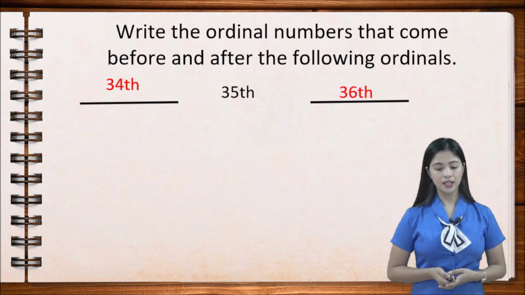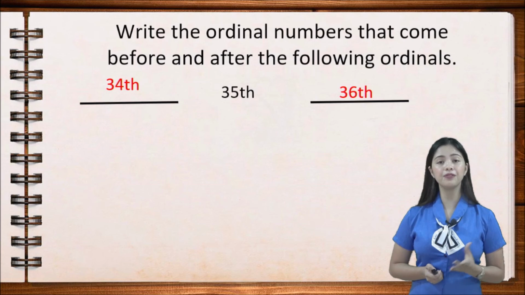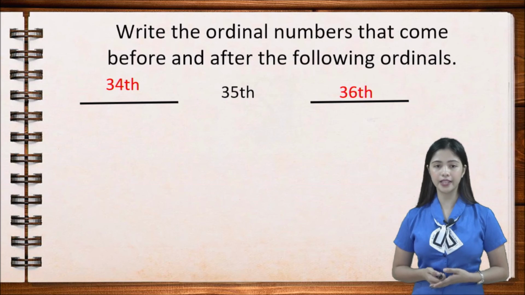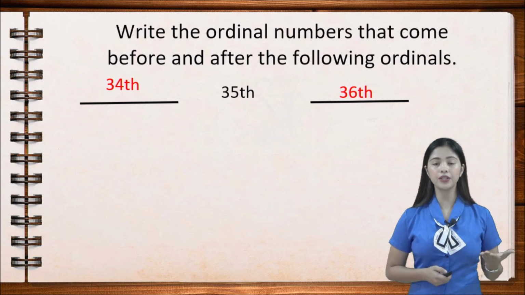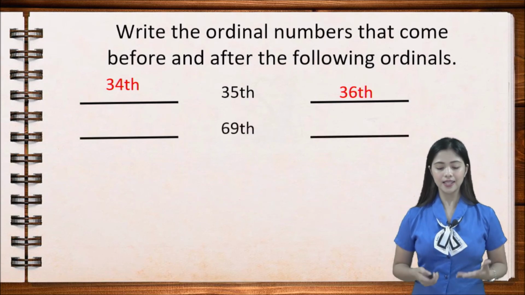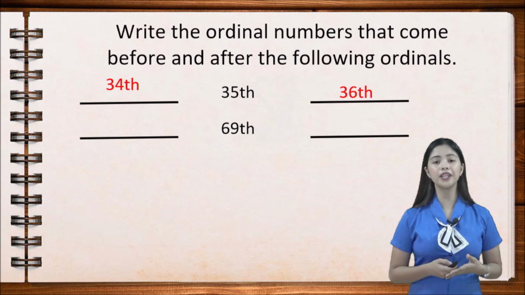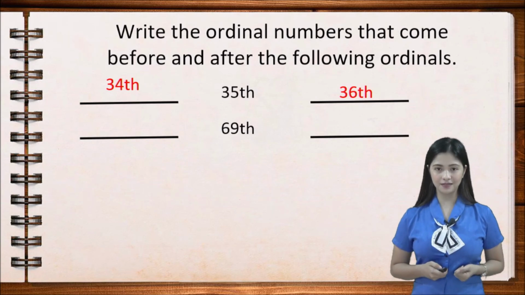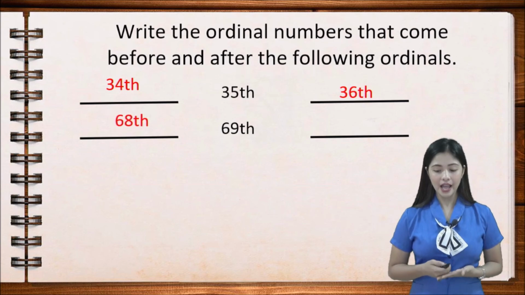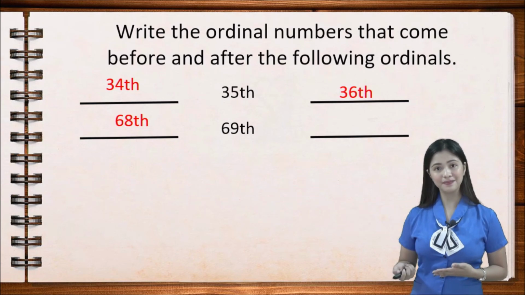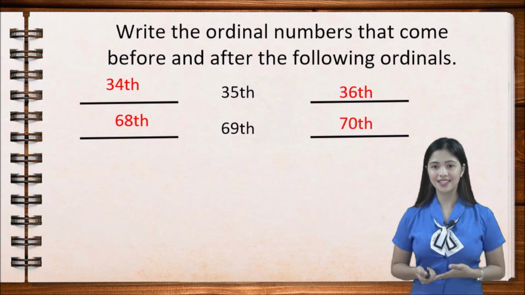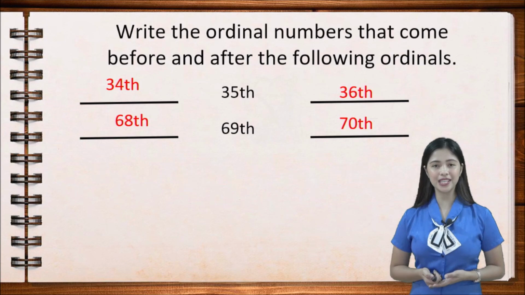So now kids, write the ordinal numbers that come before and after the following ordinal numbers. As you can see, number 1 is already an example. We write the before 35th and the after 35th. Now, we have the ordinal 69th. So, what is the ordinal number before 69? Very good. It was 68. How about after 69? After 69, we have 70th.